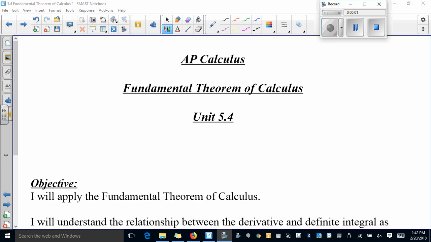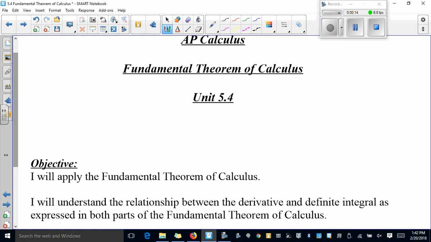To the fundamental theorem of calculus. So this video will cover fundamental theorem of calculus part 1, and then we'll do fundamental theorem of calculus part 2, and then we'll go into how this affects area between two curves.